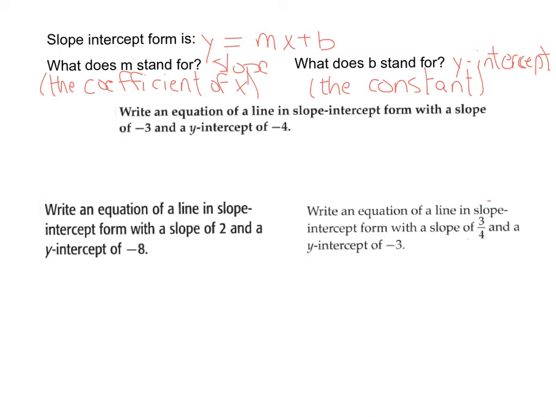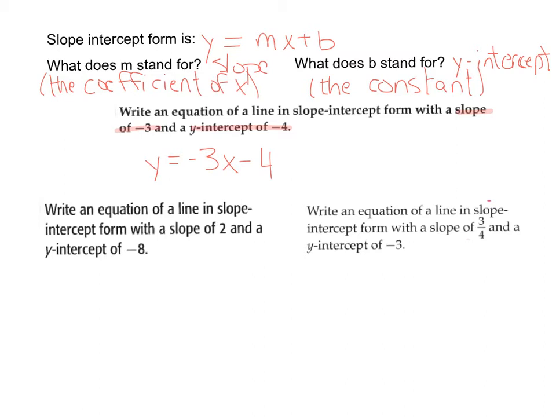So the first thing they're going to do is give us some information in words. Write an equation of a line in slope-intercept form with a slope of -3 and a y-intercept of -4. Well, guess what? They gave me the slope of -3, and they gave me the y-intercept. Those are the two pieces of information we need. So we're going to say y equals, the slope is the coefficient of x, so -3x, and the constant is the y-intercept. That's a -4, so we're going to put -4, okay?